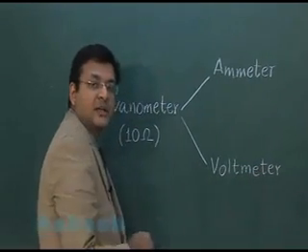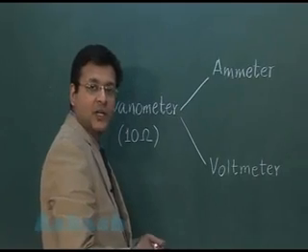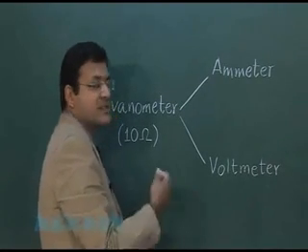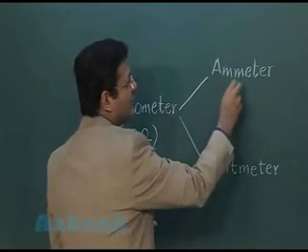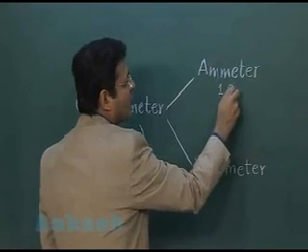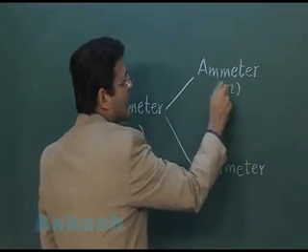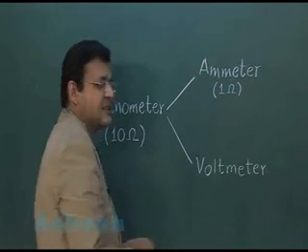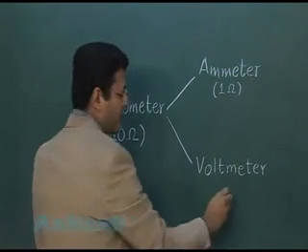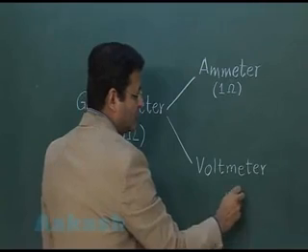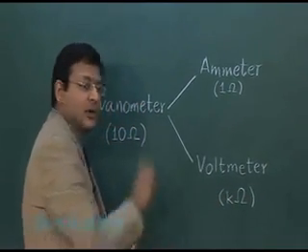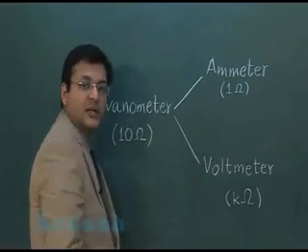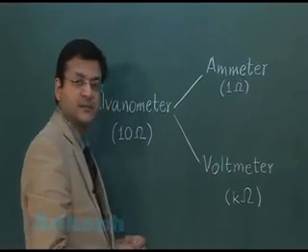जनरली एमीटर की रिक्वायरमेंट ये होती है कि इसकी रेजिस्टेंस लेस है. The resistance of ammeter is approximately around 1 ohm and resistance of voltmeter is in kilo ohm. एमीटर लो रेजिस्टेंस का है, वोल्टमीटर हायर रेजिस्टेंस का डिवाइस है.